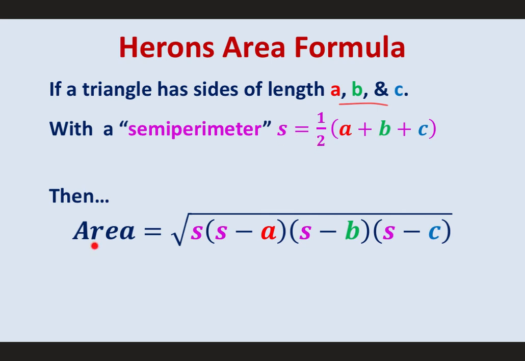And then to calculate the area, you're going to do the square root of the semiperimeter times the semiperimeter minus A, times the semiperimeter minus B, times the semiperimeter minus C. So it's S times S minus A times S minus B times S minus C. So once you find this thing, you have to use it 4 separate times in this same formula. Let's go ahead and give it a try.